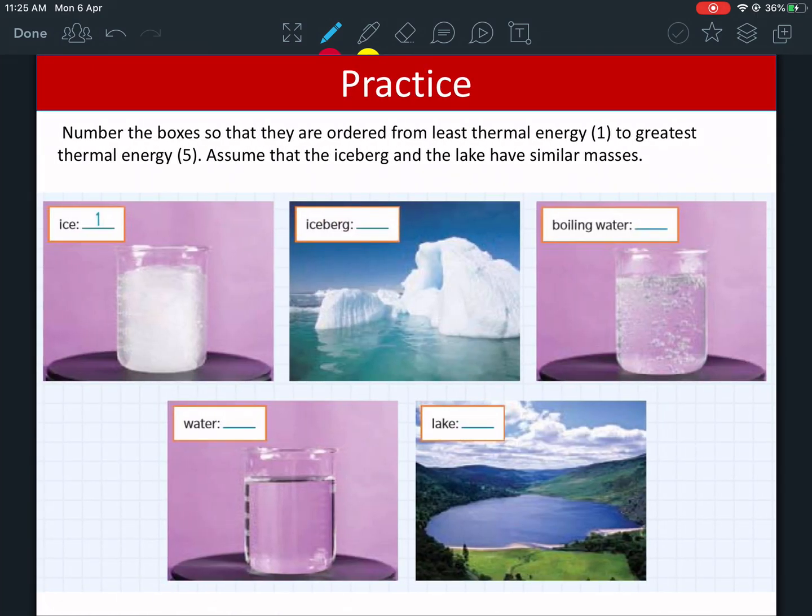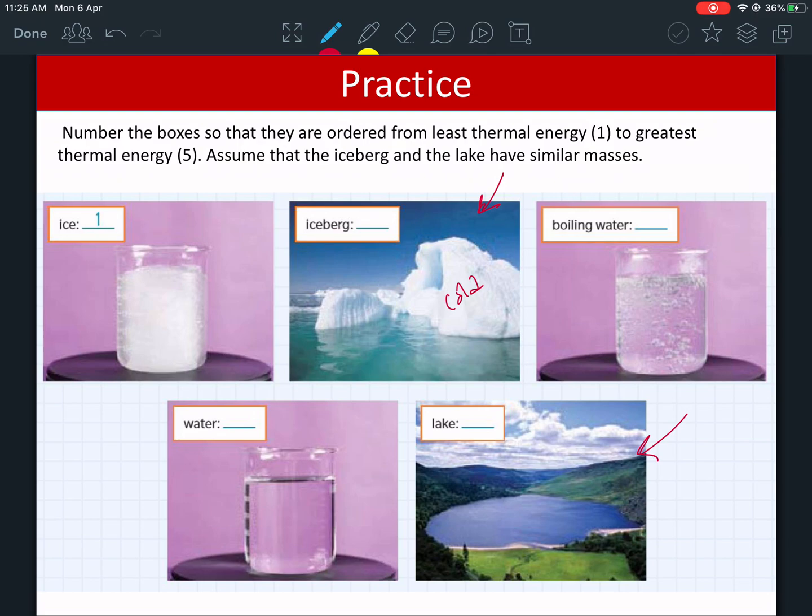There's a small practice. Number the boxes so that they are ordered from least thermal energy to greatest. Because these two, the iceberg and the lake, are very big, we're going to leave them till the end. They have more kinetic energy, even though this is cold. We're going to leave it till the end because it's very big, so it would have more particles, so it would have more kinetic energy.